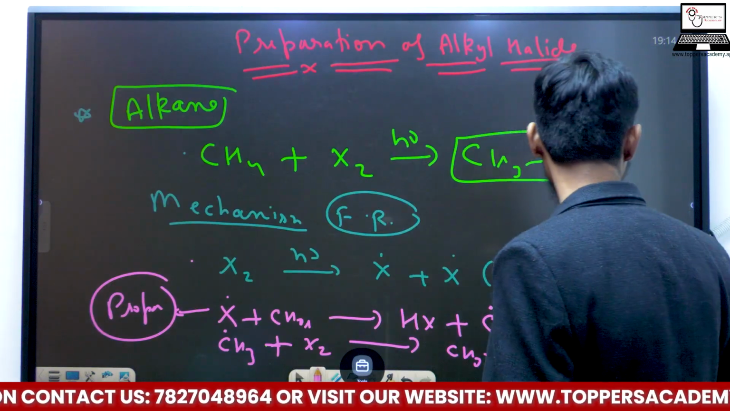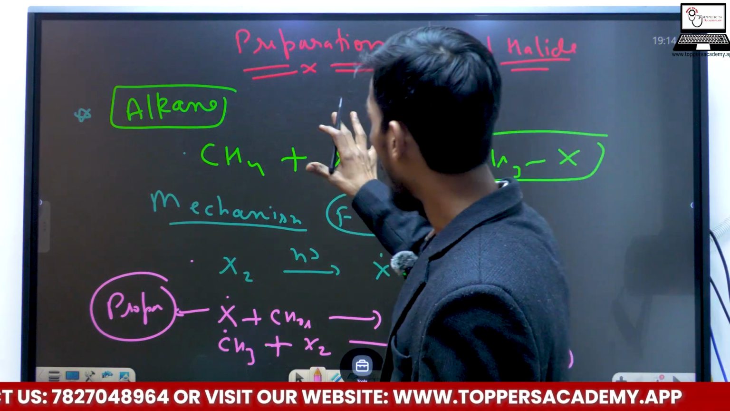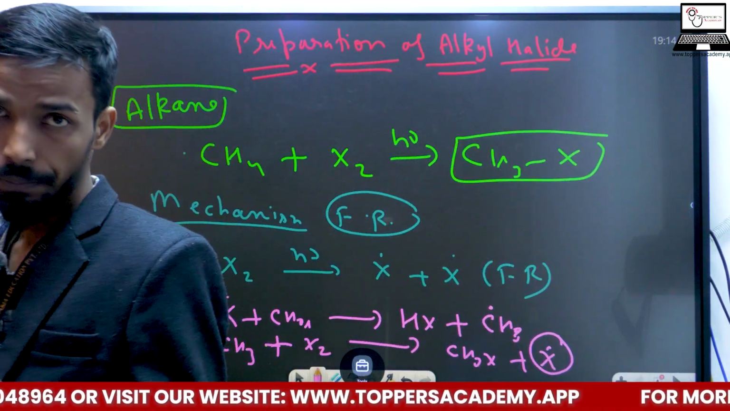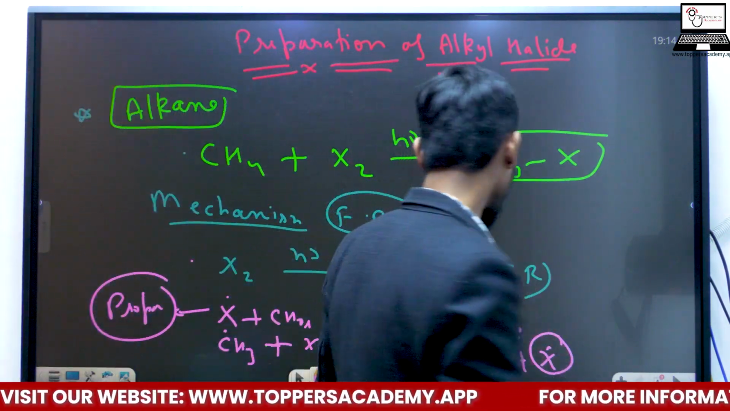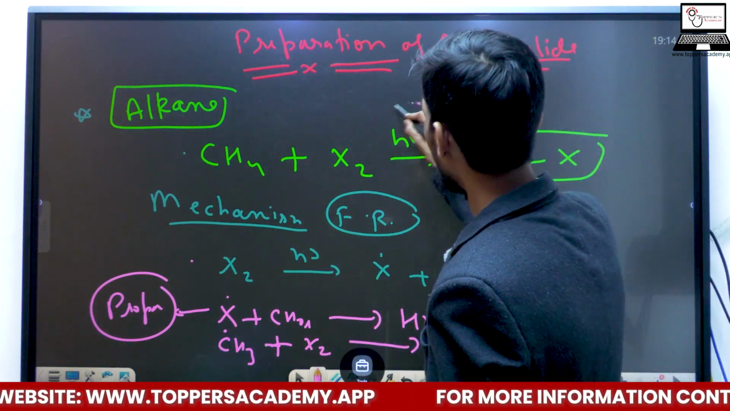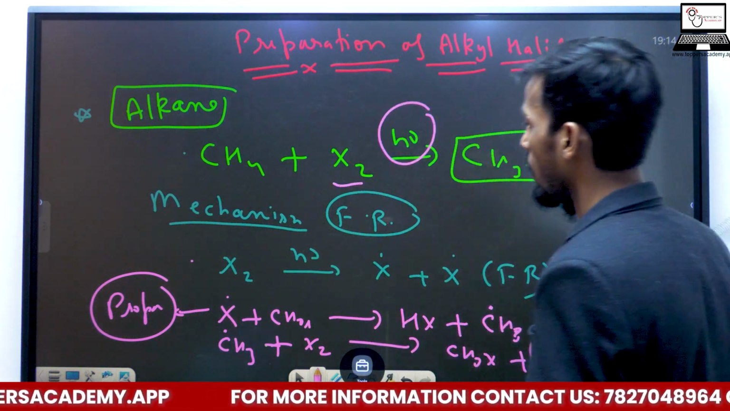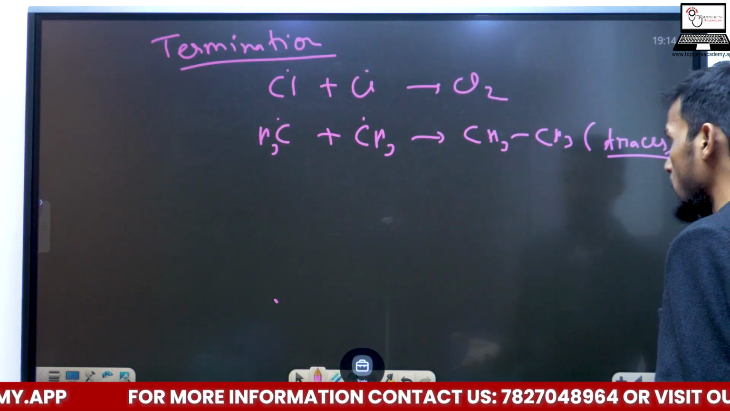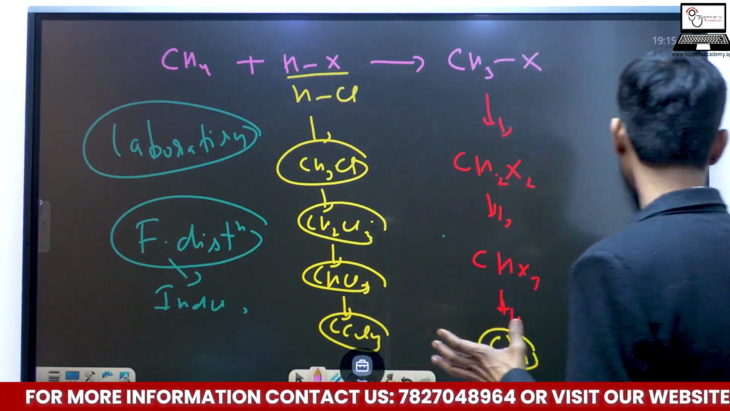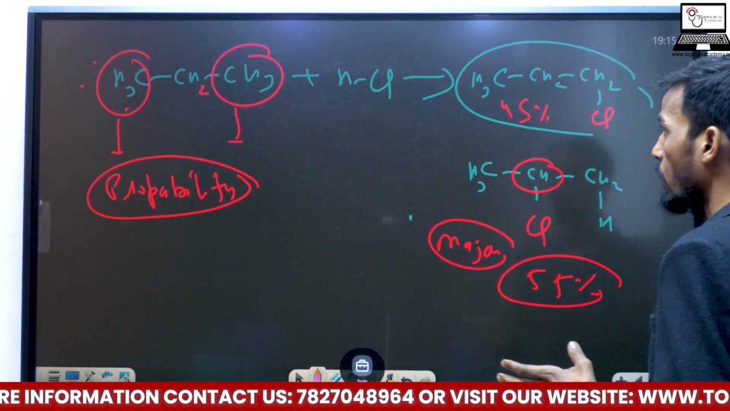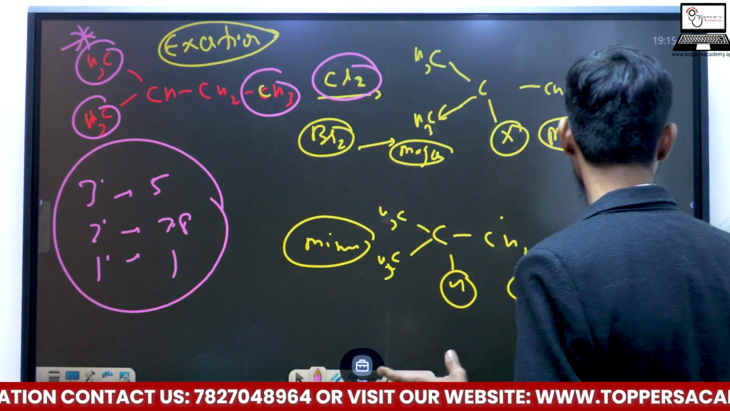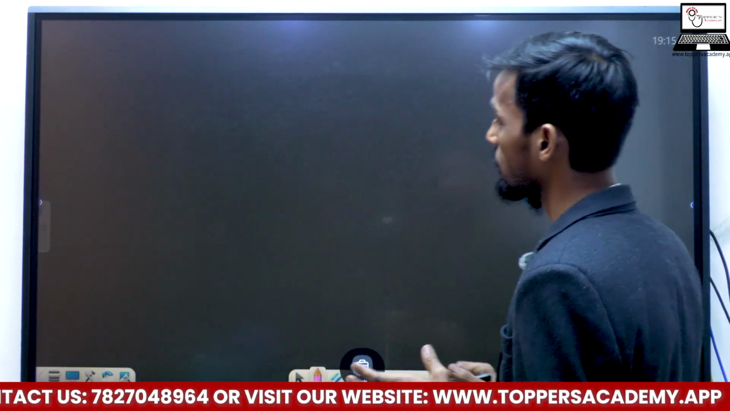So in today's class, we have discussed how we can prepare alkyl halide from alkane. I have told you that in the presence of sunlight, these halogens can react. The mechanism is a free radical mechanism. The more stable carbocation gives us the major product. An exception also I have shown you. So that's all for today's class.